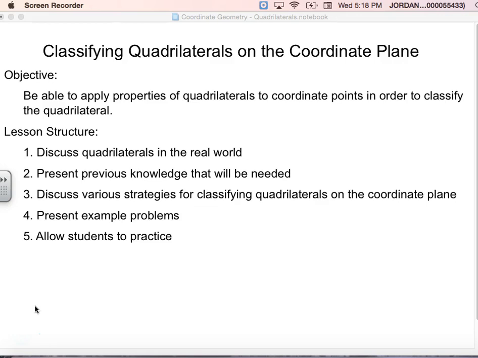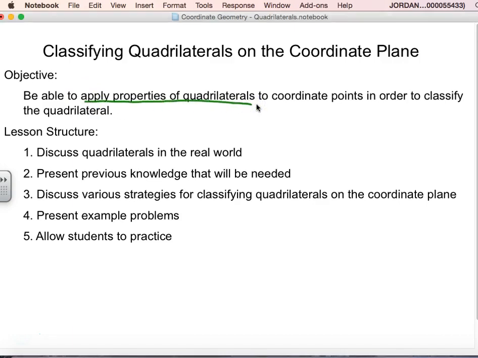Alright guys, so today we're going to be talking about quadrilaterals on the coordinate plane, specifically classifying them. Okay, so the objective is to be able to apply properties of quadrilaterals to coordinate points in order to classify the quadrilateral. Alright, a lot right there. Let's break it down real quick, make sure we understand the objective. So we want to be able to apply the properties of quadrilaterals.